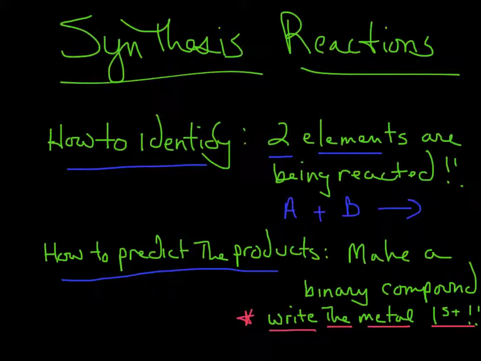How I predict the products, I simply am going to make a binary compound. They're going to form one product. And I need to remember to write the metal first. So if the metal here is A, I would write AXBY, where X and Y are the subscripts needed to balance the compound. And then once you've got it written, then you would add coefficients to balance the compound. So let's take a look at some of these.